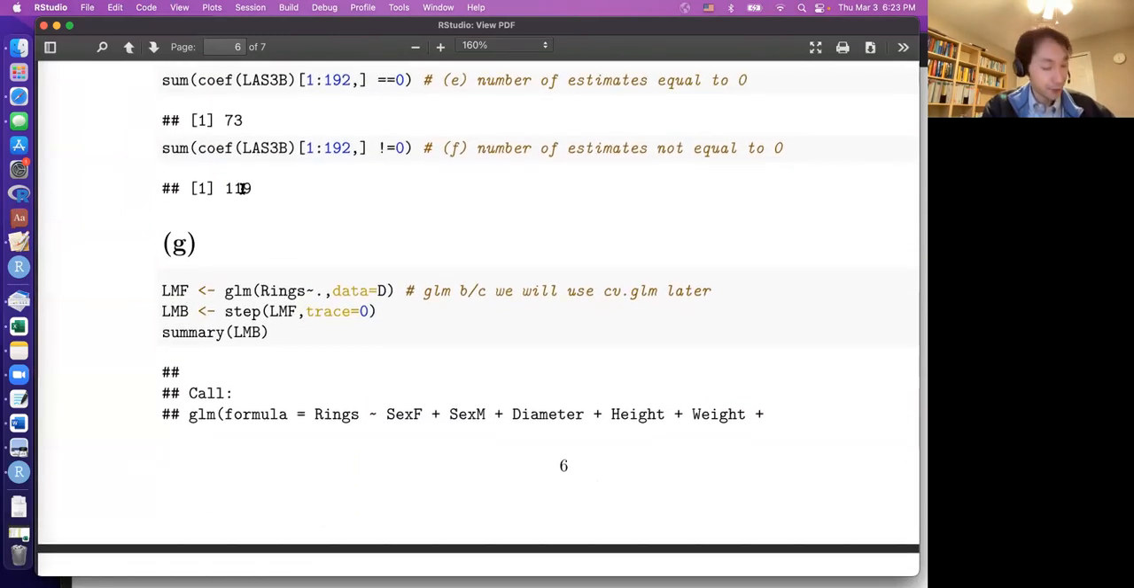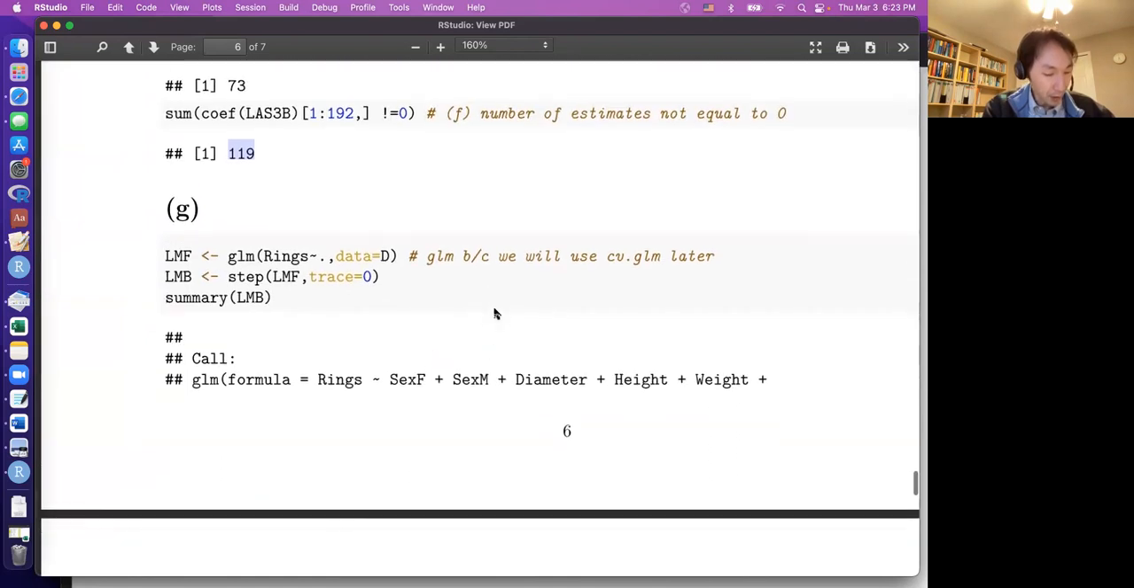Yeah, so it varies. Last time I got 60, but this time I have 119 non-zero parameters. But anyway, the performance does not change. So cross-validated MSE was around 4.44. And question G, I think this is also useful in the midterm exam, because I think one question asked about stepwise regression.